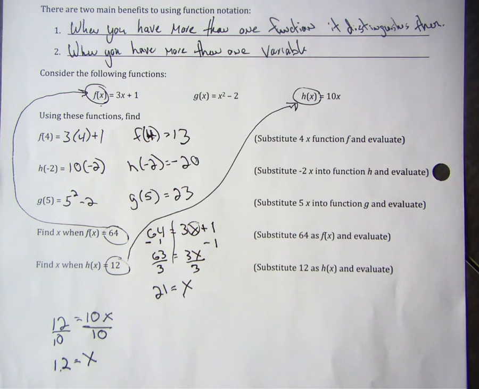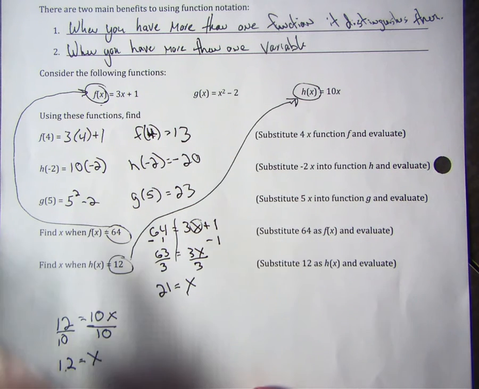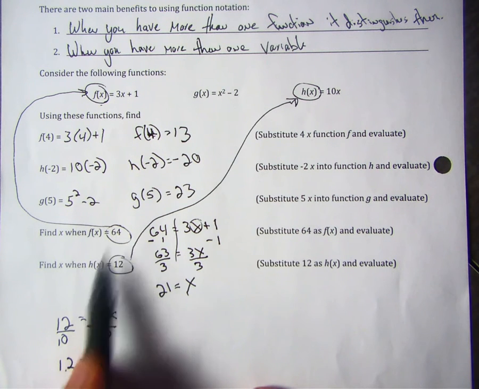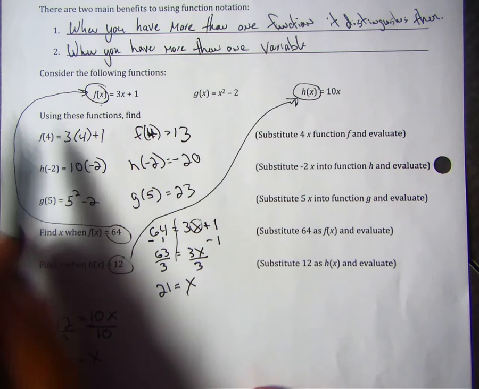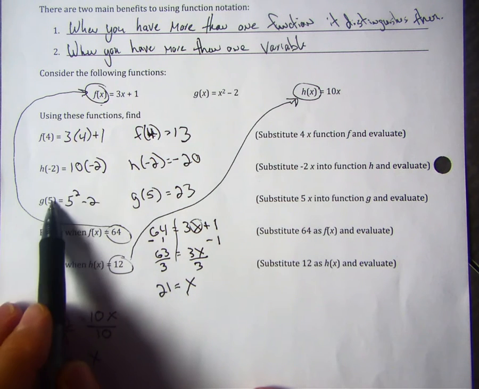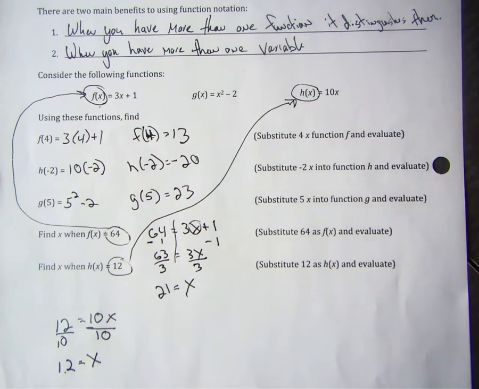So that is evaluating a function using function notation. And we're evaluating it when we're given what f of x equals, or h of x, but we're also evaluating it when we're given what the x value is, right there. So that is Learning Target 4 notes.